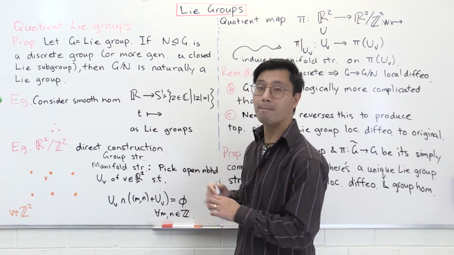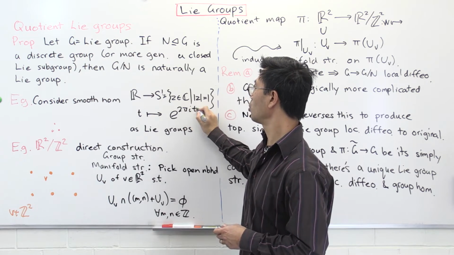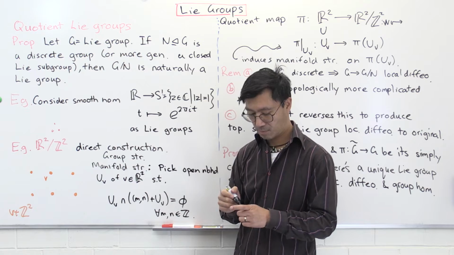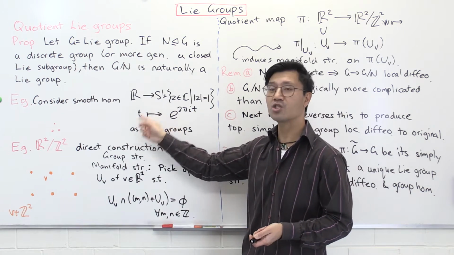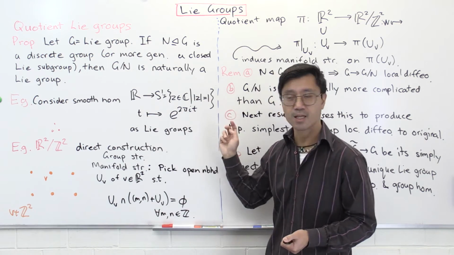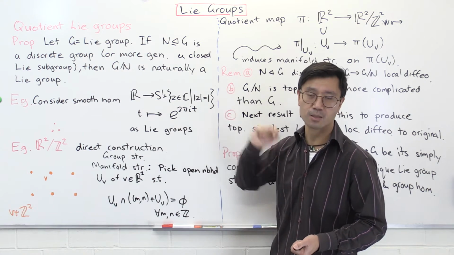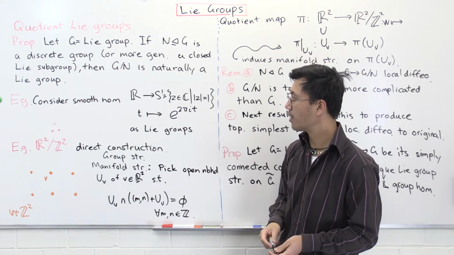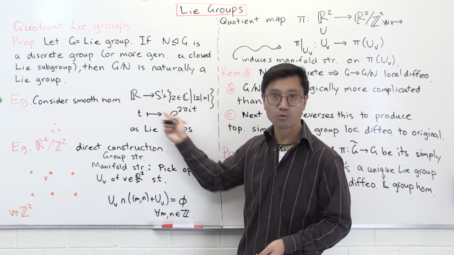Okay, it's just t maps to the exponential of 2πit. Okay, so that's the map. And of course you should know that this sends addition to multiplication, so this is a group homomorphism, and of course this is clearly smooth because you're multiplying t by 2πi, and then the exponential is also smooth. Okay, so as far as groups are concerned, this is a surjective group homomorphism.